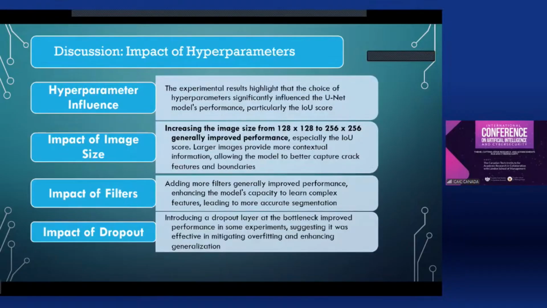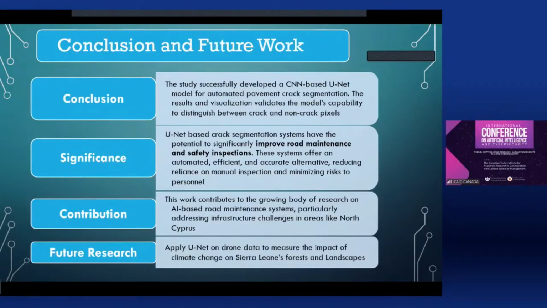Most of these are already discussed. In conclusion, the study successfully developed a CNN-based UNet model for automated pavement cracks, as we saw before in the visualization. The significance is that UNet-based crack segmentation systems have the potential to significantly improve road maintenance and safety inspections. These systems offer an automated, efficient, and accurate alternative for reducing manual inspection and minimizing risk to personnel.